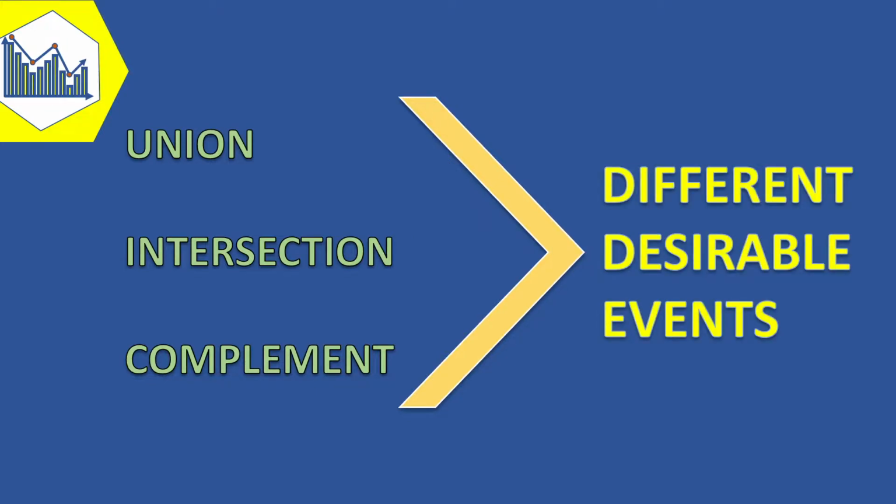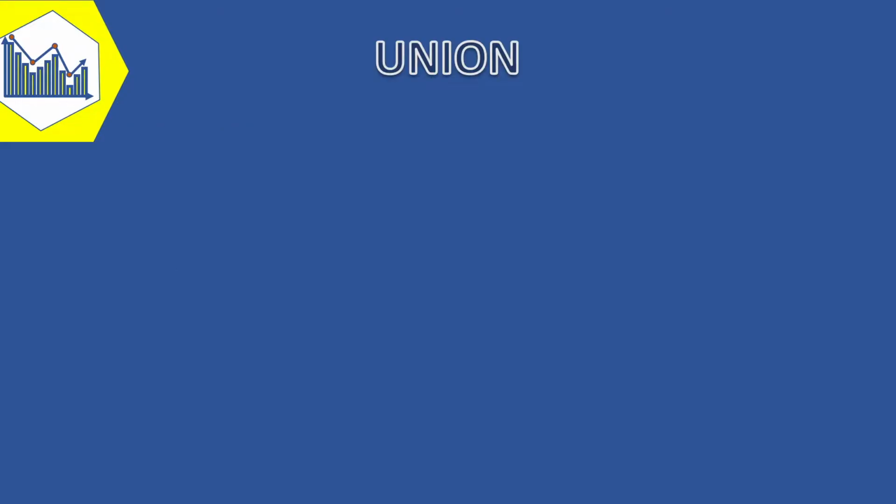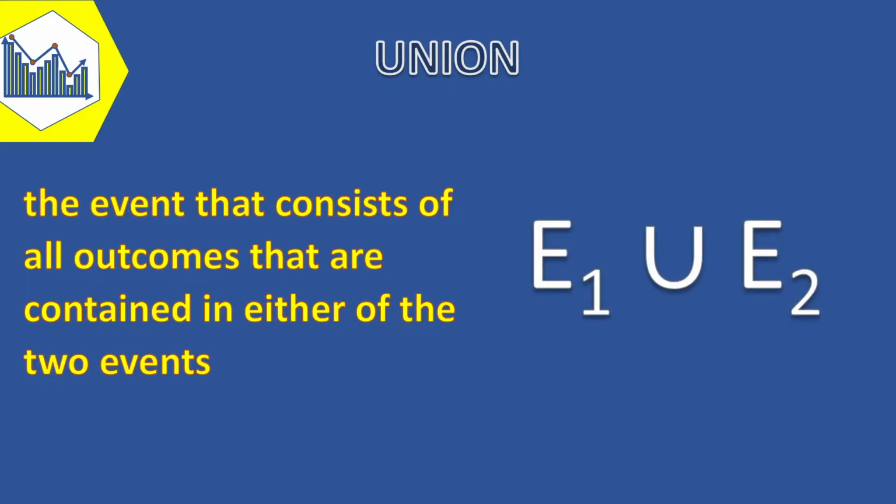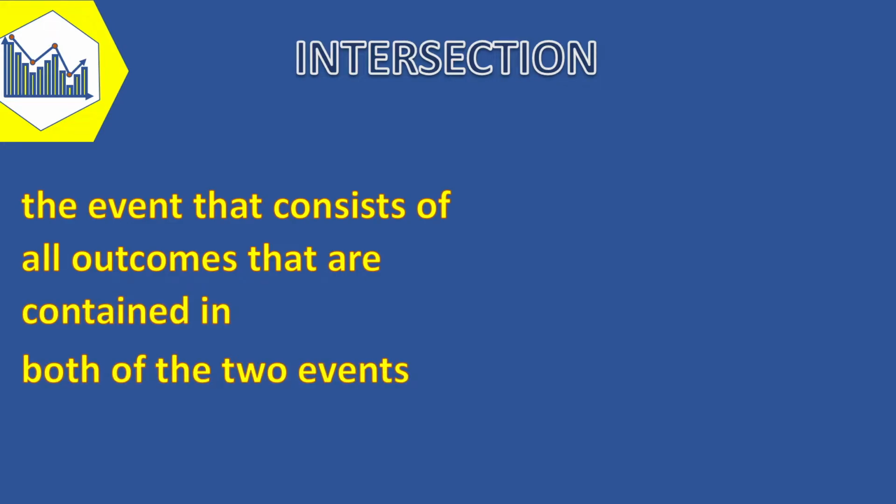But now, before diving into the examples, let me clarify these three basic set operations for you. The union of two events is the event that consists of all outcomes that are contained in either of the two events. We denote the union of E1 and E2 as this. The intersection of two events is the event that consists of all outcomes that are contained in both of the two events. We denote the intersection of E1 and E2 as this.